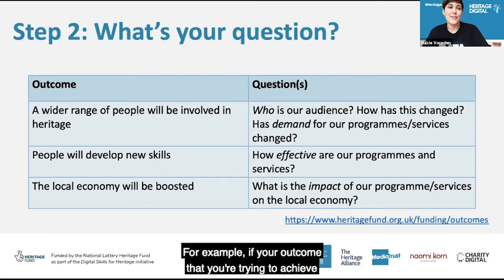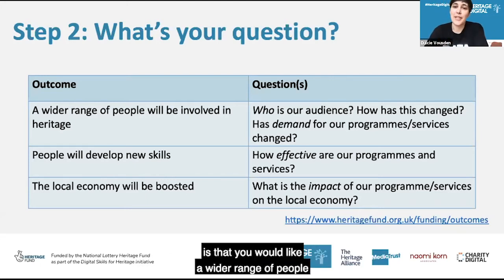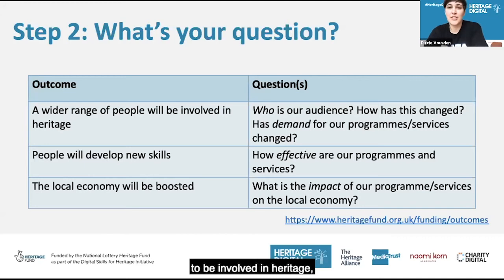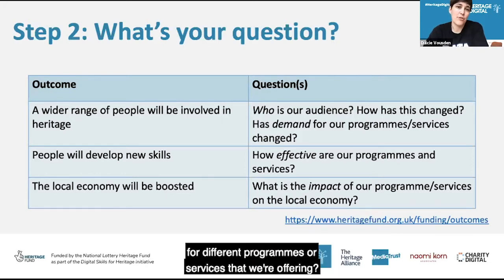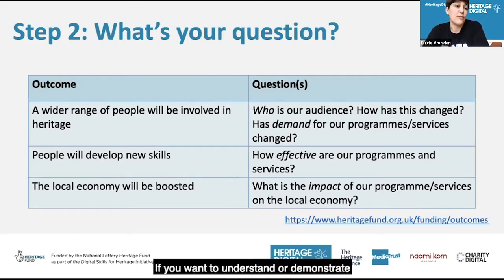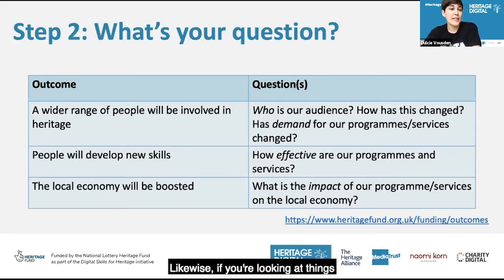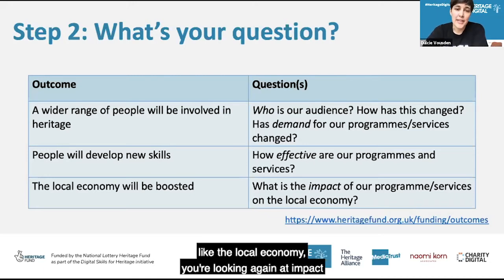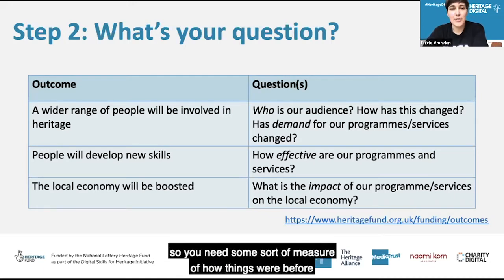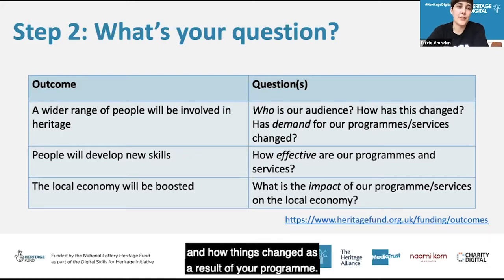So for example, if your outcome is that you would like a wider range of people to be involved in heritage, you need to first ask, who is our audience now? How is this changing? What sort of demand are we seeing for different programs or services that we're offering? If you want to demonstrate that people are developing new skills, you're essentially asking, how effective are our programs and services? And likewise, if you're looking at things like the local economy, you're looking again at impact. So you need some sort of measure of how things were before and how things changed as a result of your program.